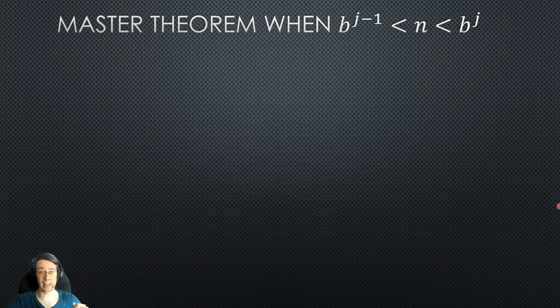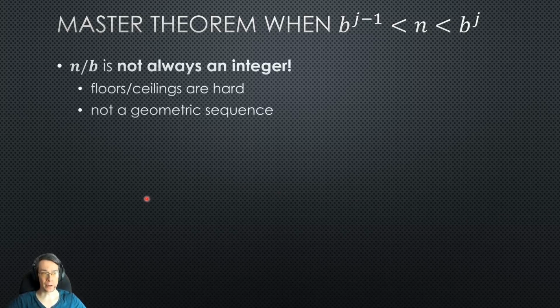How do you lift that restriction? And, in turn, how do you justify using the master theorem formulae that we developed without having to make the assumption that n is a power of b? Okay, so what happens if n is not a power of b? In other words, if n is sandwiched between two powers of b, so it's strictly greater than b to the j minus 1, but it's less than b to the j.